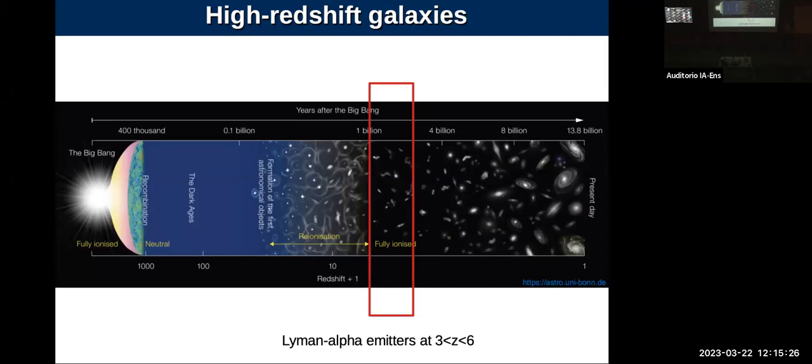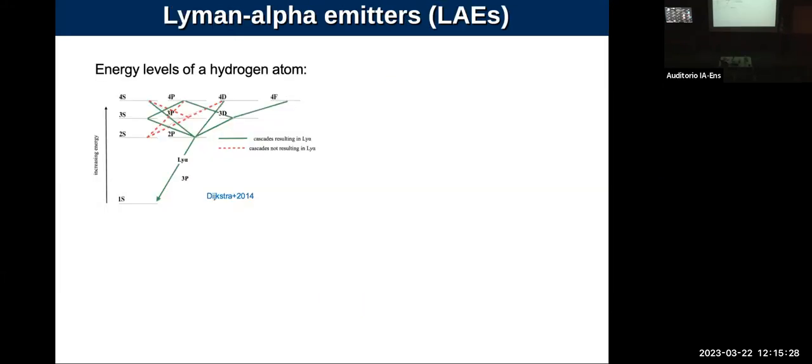But what are these Lyman-alpha emitters? Lyman-alpha emitters are just galaxies that are detected through the Lyman-alpha emission. To understand this Lyman-alpha emission, we need to think about the energy levels of a hydrogen atom. If you have an excited hydrogen atom, when an electron comes down from the second excited state to the first state, it will emit a photon. This photon is the Lyman-alpha photon. In fact, this is the most common emission from the hydrogen atom. Actually, 2/3 of all these recombinations will end up giving you a Lyman-alpha photon.